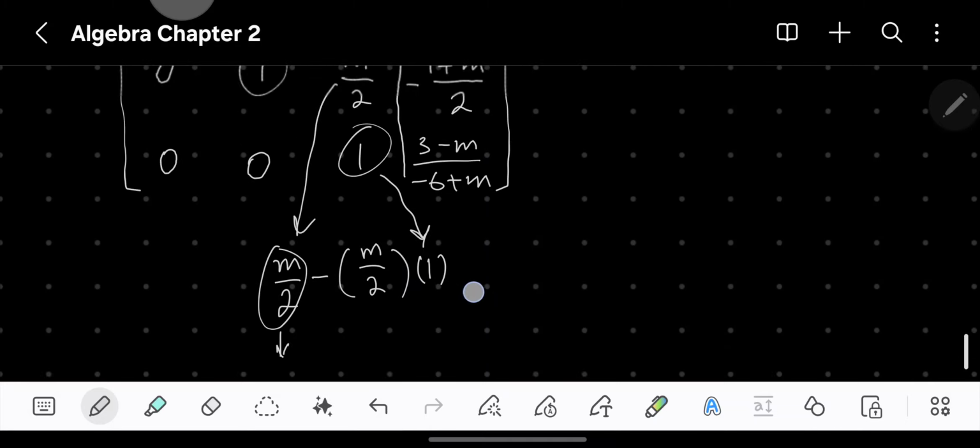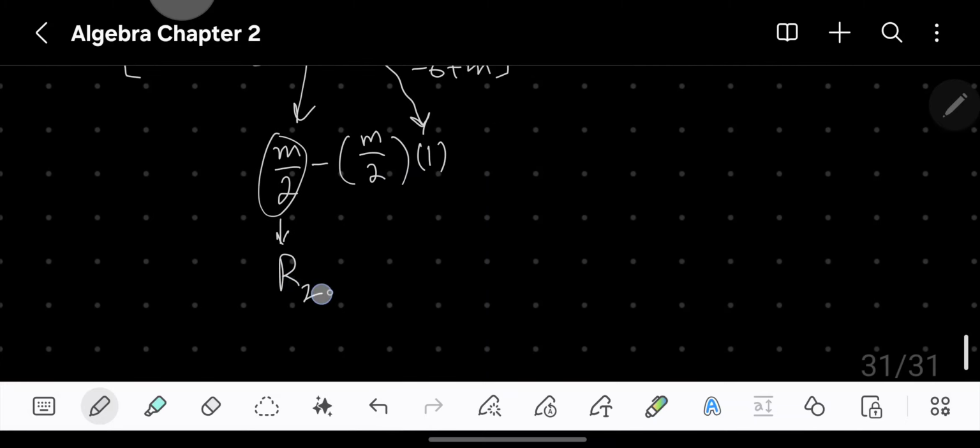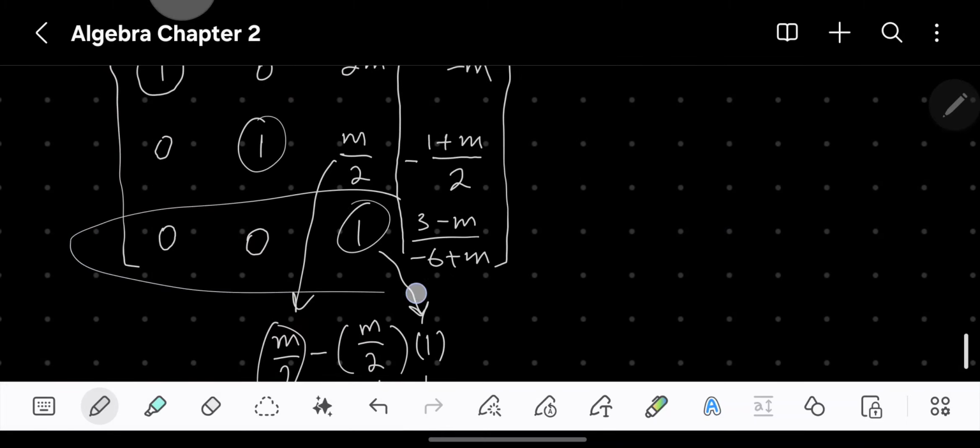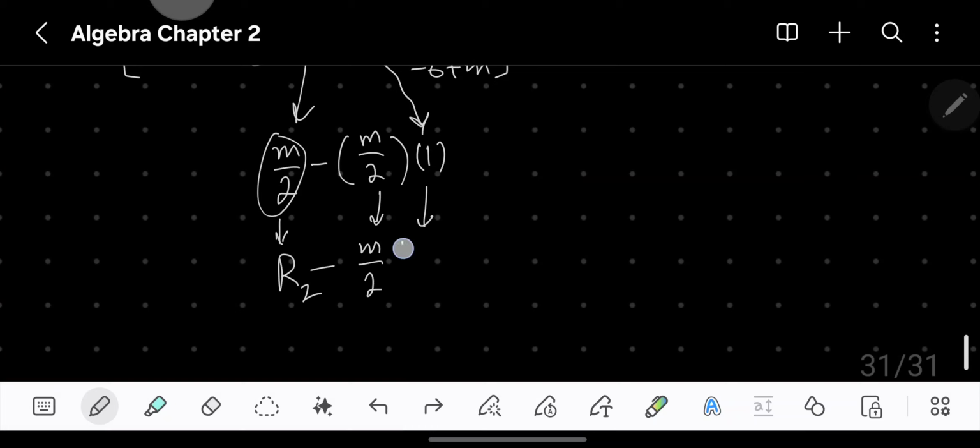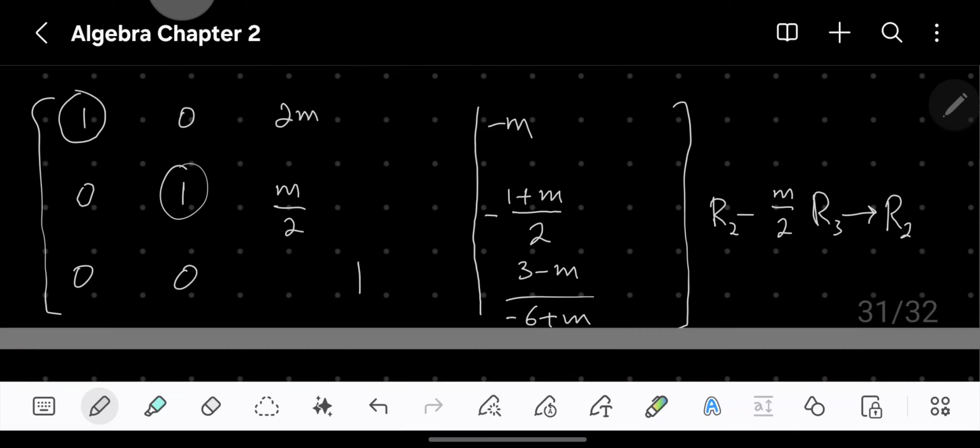So this m by 2 is coming from R2. This m by 2 is the scalar. I will write m by 2. And this one is coming from the pivot, and the pivot is in R3. I will write R3. So this is the operation which I'll perform. So what will I do? I will write this operation, and since these changes will be made in R2, I will make these changes in R2.